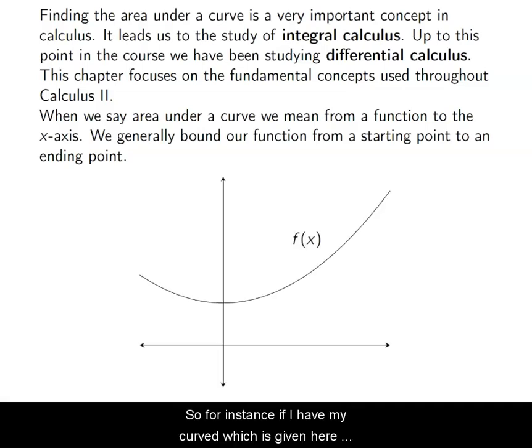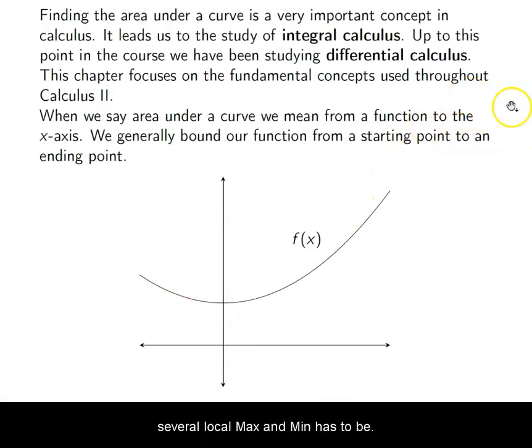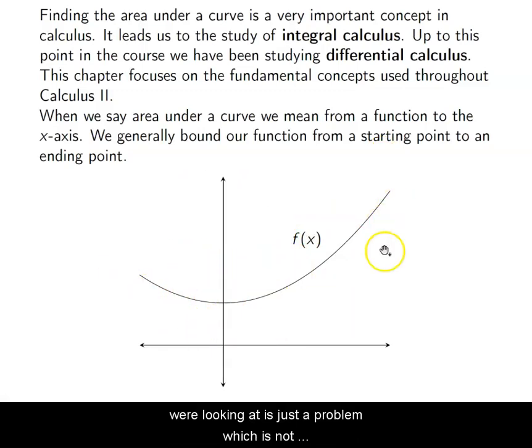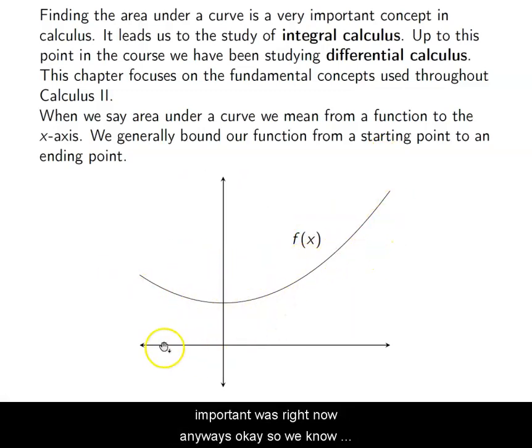So for instance, if I have my curve, which I can call f of x, as you can see, at least for the snippet that we're looking at, it's parabolic in nature. It looks like a parabola, although I don't know what it does out here. It could hit several local maxes and mins. This could be something larger than a parabola, but for the part that we're looking at, it's just a parabola, which is not important to us right now anyways. So we know that this is the x-axis, this is the y-axis, and this is my curve. The area between my curve and the x-axis is all of the material under my function.